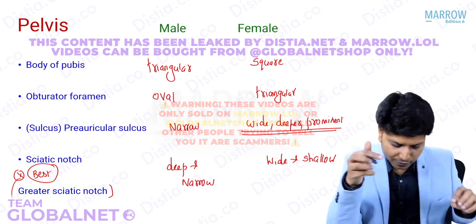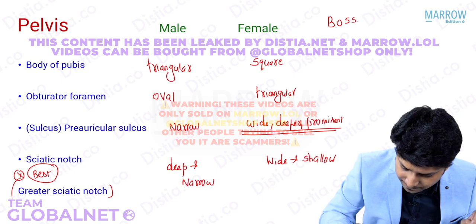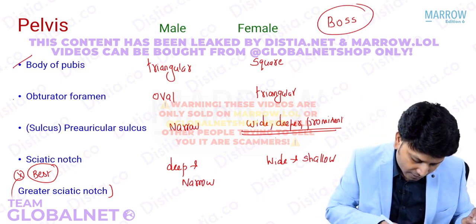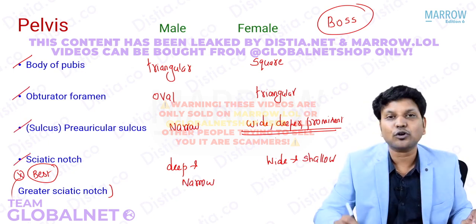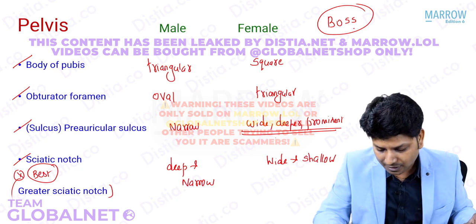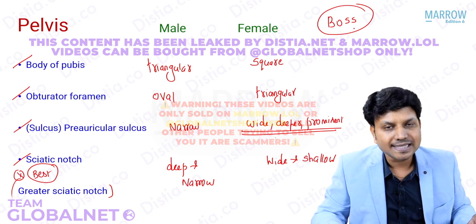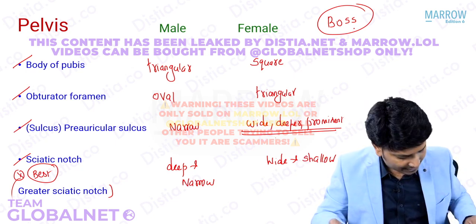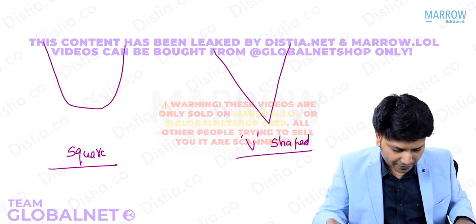The other features you can remember by remembering the mnemonic BOSS. What is that BOSS? B for body of pubis, O for obturator foramen, S for sulcus, that is preauricular sulcus, and S for greater sciatic notch. Okay, you can remember this, and you can remember the important landmarks that you have to remember for sex differentiation of the pelvis.